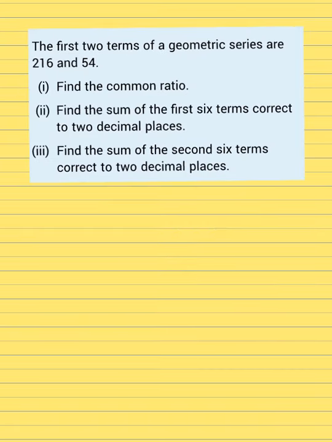In the third part of this question, we have to find the sum of the second 6 terms, correct to 2 decimal places. So that means you have to find from T7 up to T12. Now the sum of the second 6 terms is like the sum of the first 12 terms minus the sum of the first 6 terms. So it's S12 minus S6.